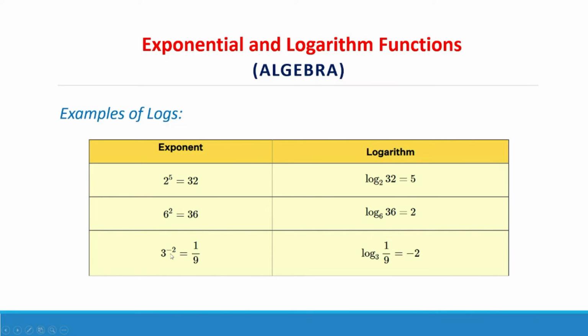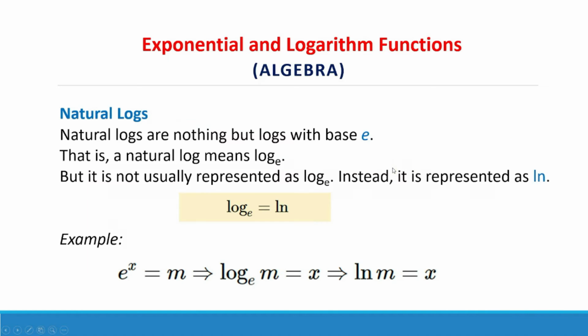3 with exponent negative 2 is equal to 1 over 9. Logarithm of 1 over 9 to the base 3 is equal to the exponent, which is negative 2. So from exponent to logarithm.